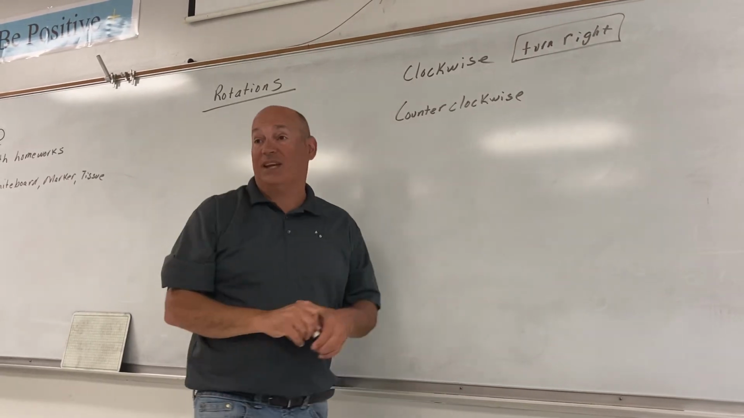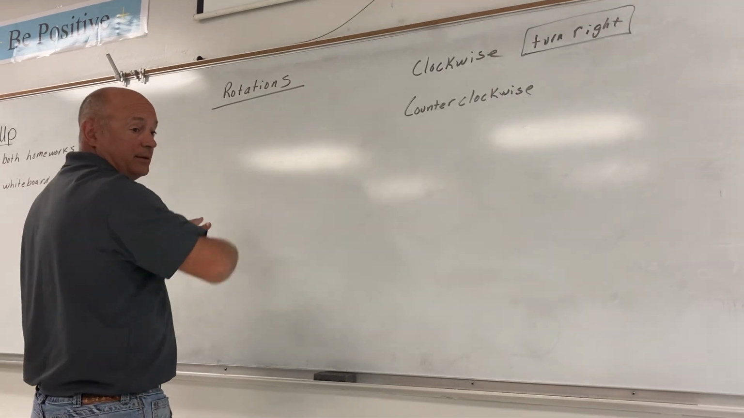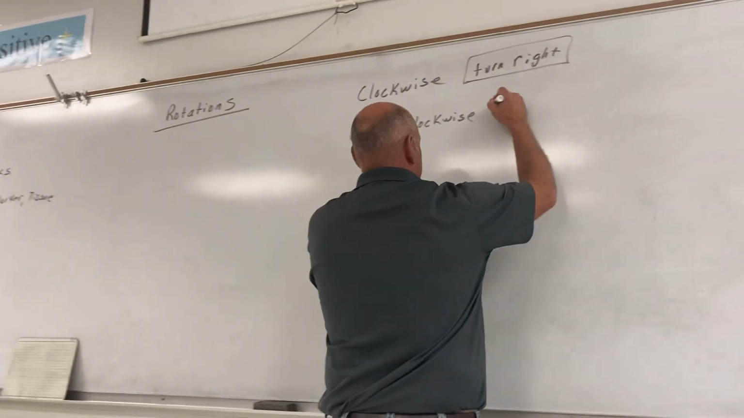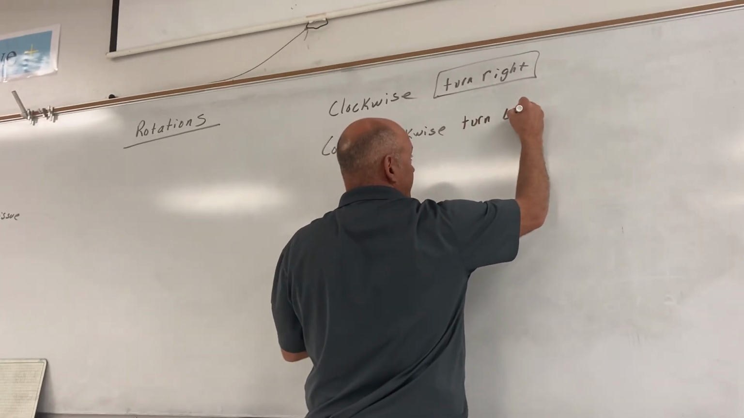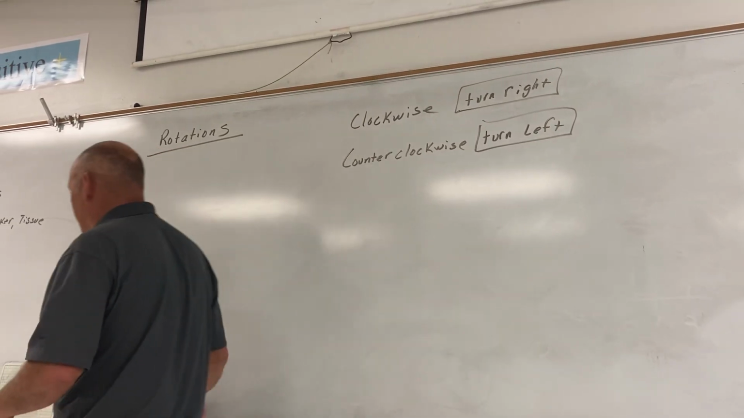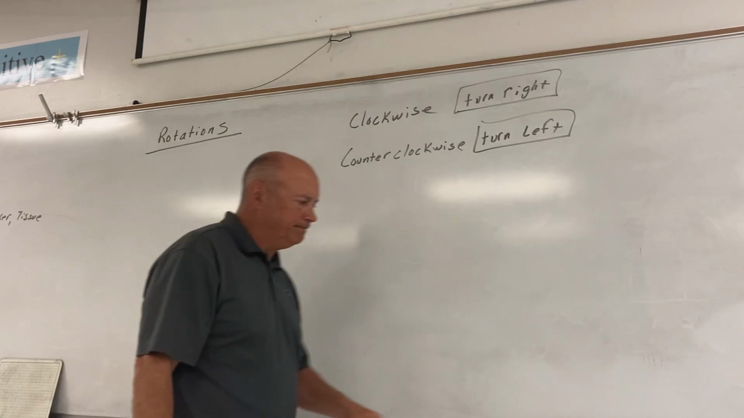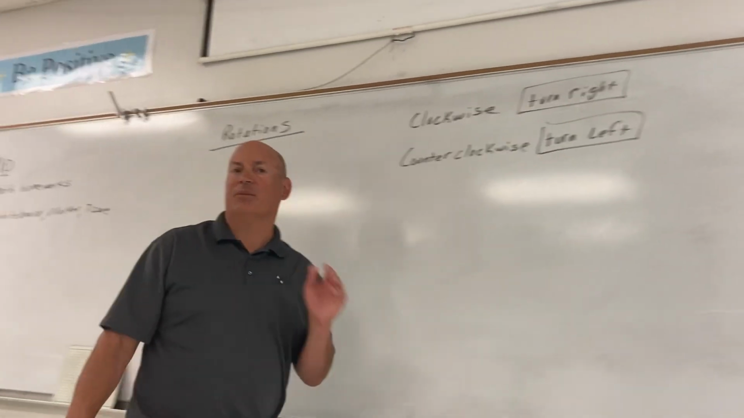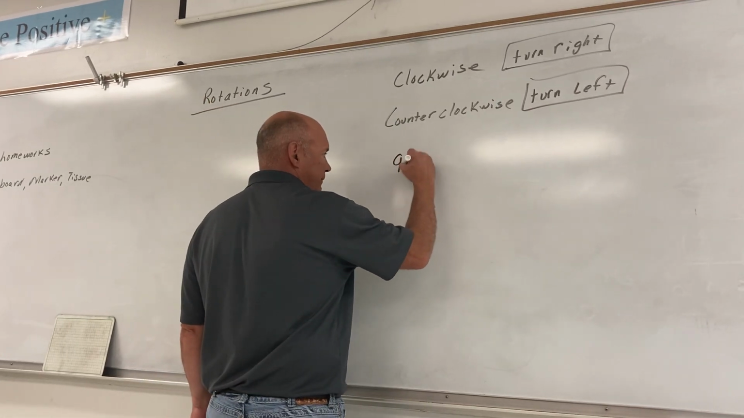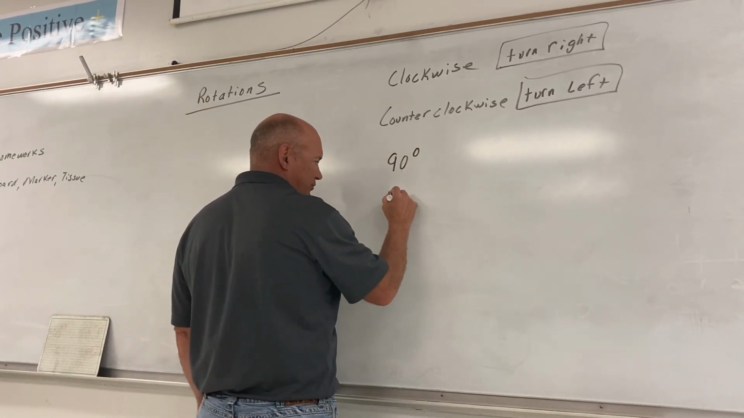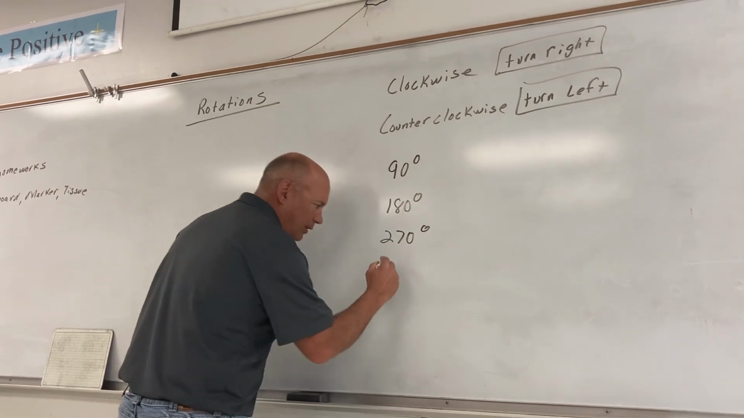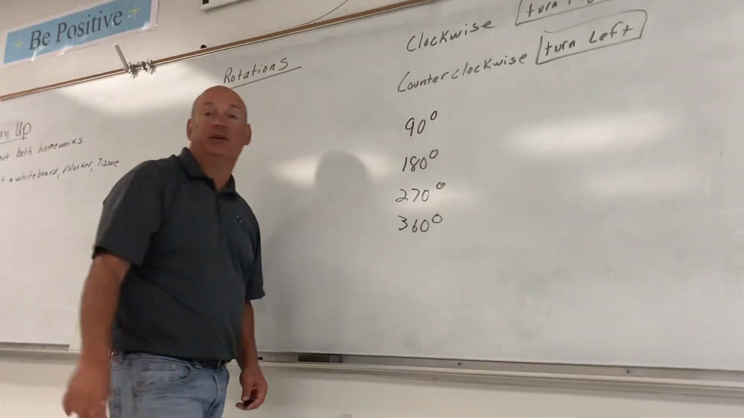And if we want to go counterclockwise, wouldn't that be the other direction? Right. That would be moving to the left. Turn to the left. All right, so we're either going to be turning to the right or to the left. Now let's talk about degrees. We are either going to turn it 90 degrees, 180 degrees, 270 degrees, or 360 degrees.